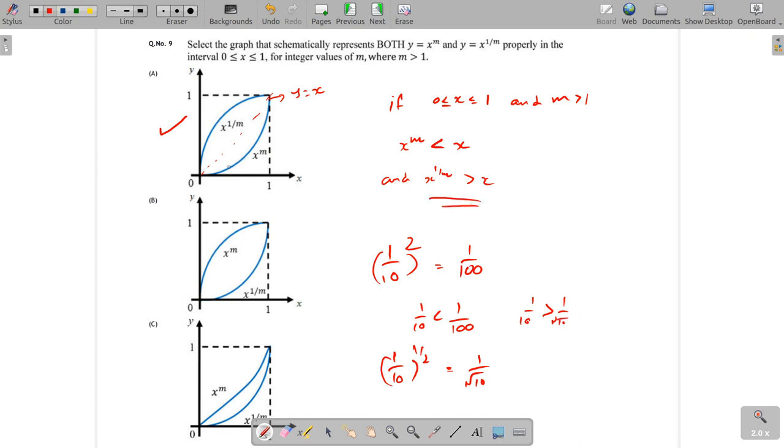So y equal to x is something I want to compare with this. y equal to x is passing through the diagonal of this square. So x raised to 1 by m will be lying on the upper side, and x raised to m will be lying below. So in that way, this will be the right answer. This is the other way around, where x raised to m is upper and x raised to 1 by m is lower. This is not true and this is not true. The answer is option A.